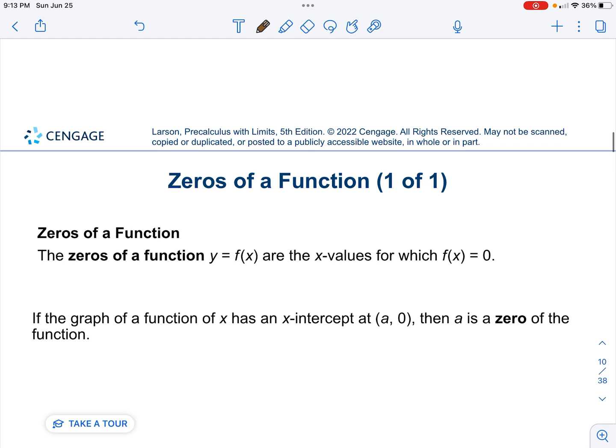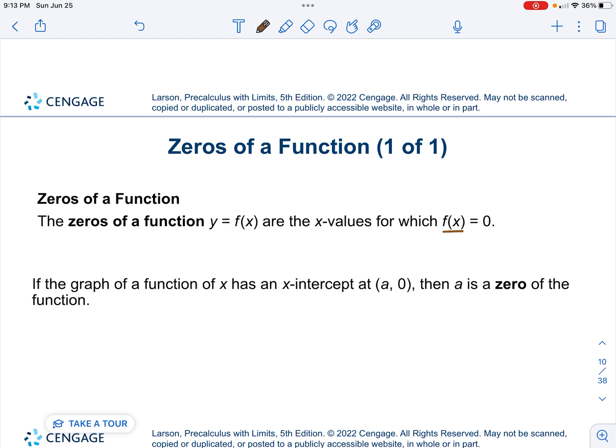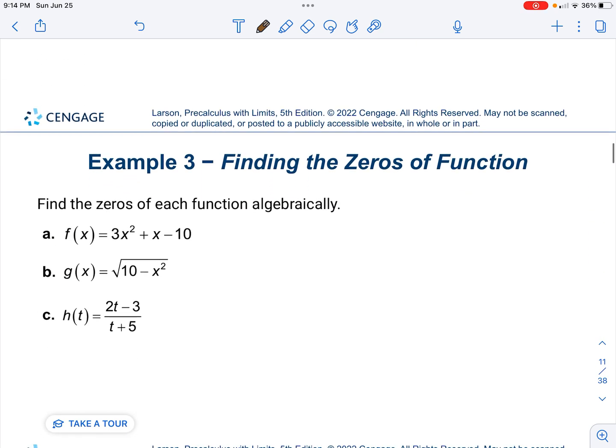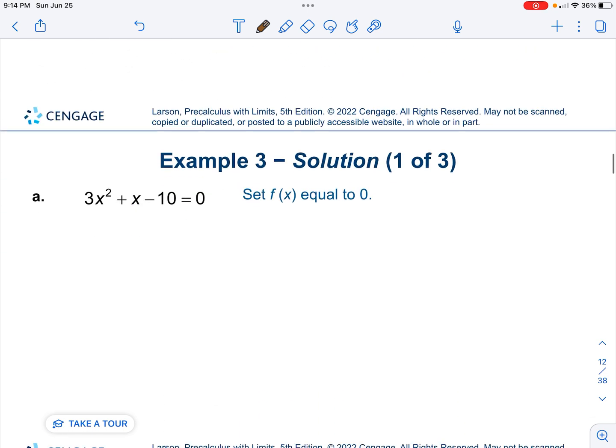Zeros of a function. When I ask you for a zero of a function, I'm asking you to take the function, set it equal to 0, and solve. What that will give you is x-intercepts, and so that's what we're looking for when I ask you for a zero. So I've got 3 examples. We'll work through each of them, finding the zeros.